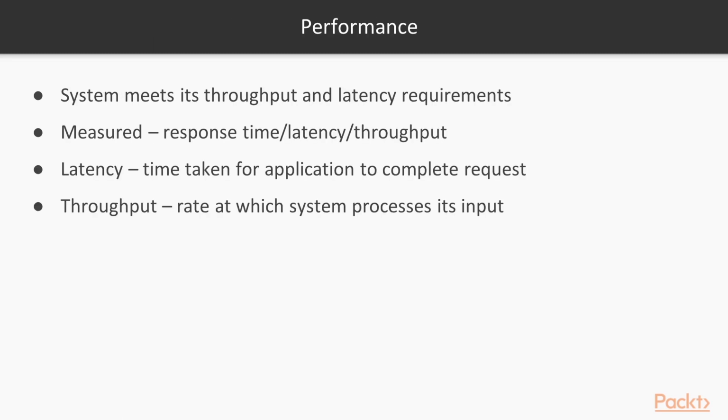In this video, we will understand performance and various aspects of it in detail. Let's start with performance. The performance of a software system can be broadly defined as the degree to which the system is able to meet its throughput and latency requirements in terms of the number of transactions per second or time taken for a single transaction. Performance can be measured either in terms of response time or latency or in terms of throughput. The former is the time it takes for the application to complete a request or response loop on average. The latter is the rate at which the system processes its input in terms of the number of requests or transactions successfully completed per minute.